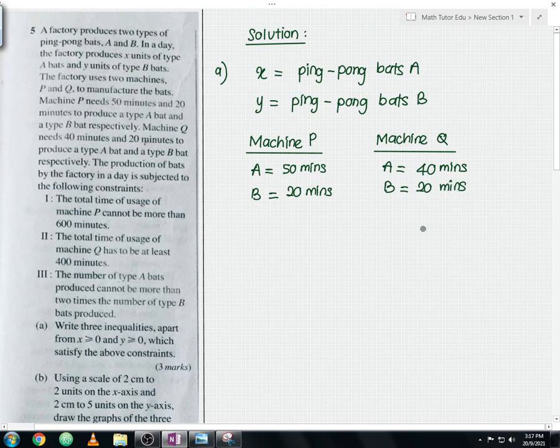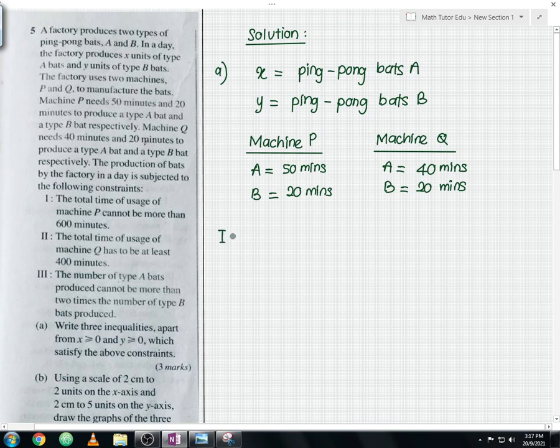Okay, so these are the requirements. As you can see here, we have already converted these long statements into equations over here. Now it's better for us to read and easier for us to understand as well. Within this information, we're going to come up with the 3 constraints. So let's find them one by one. Let's begin with constraint 1.